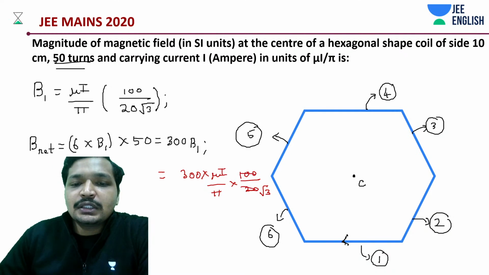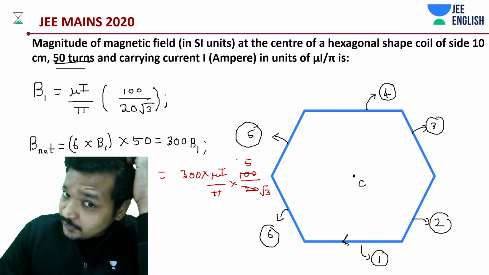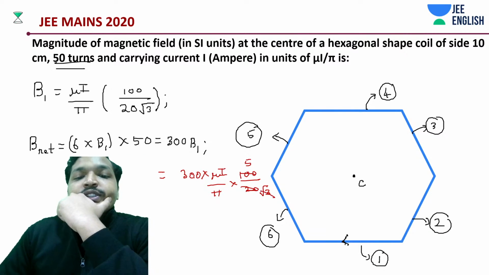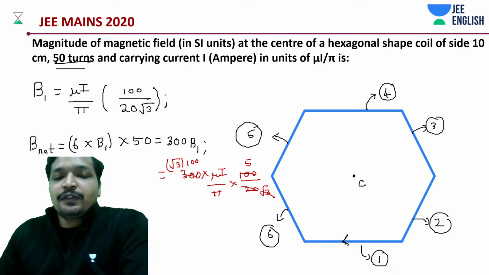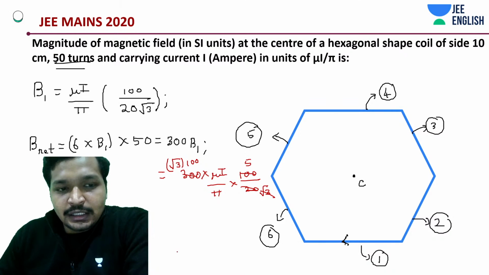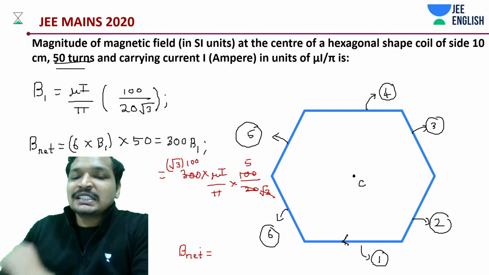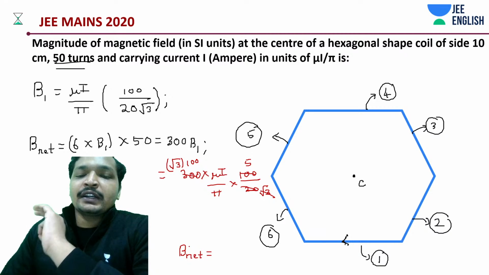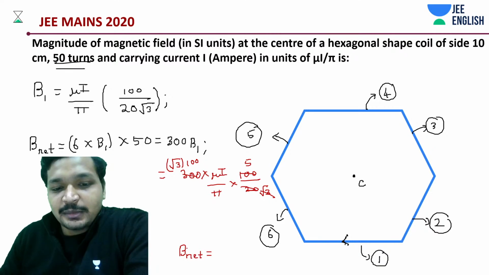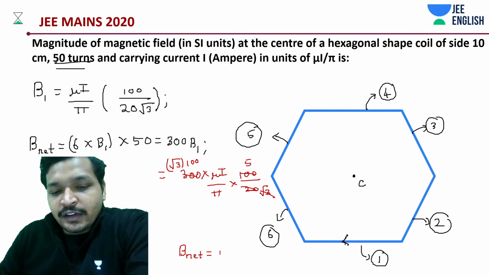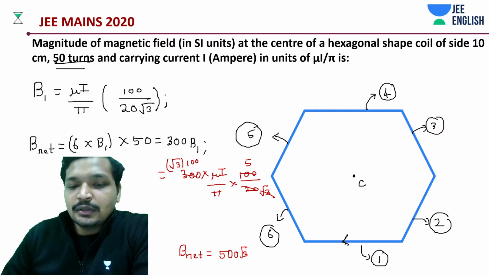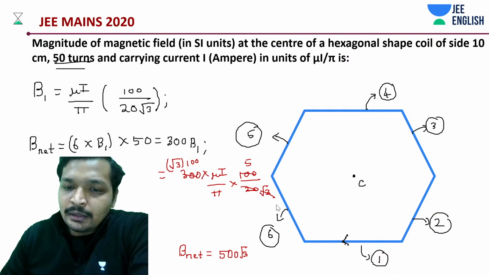Okay, this is 5 times. I have done this before itself. I was just waiting for some reason. And then what is this? This is going to be root 3 into 100. Okay, a lot of messy calculations, and finally, what is the answer that we'll be getting? B net due to all these 6 sides plus that of 550 turns. So it's going to be how much? 500 root 3 into that units. What was that units? Mu I by.